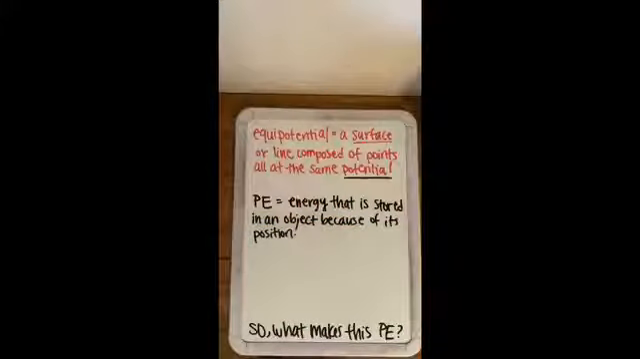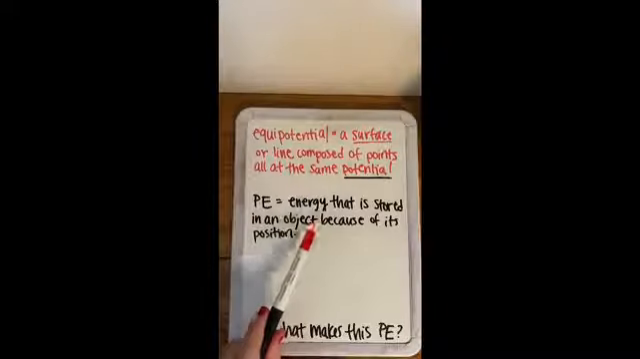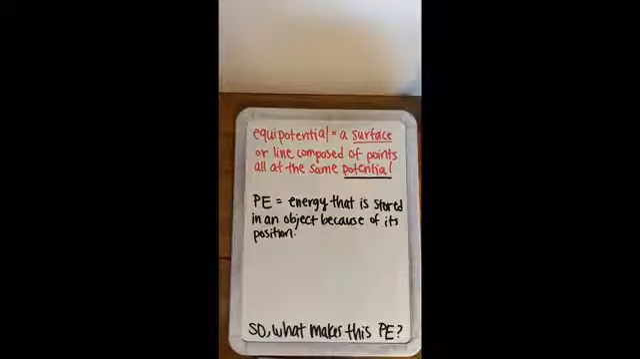To define a few terms, let's start with equipotential. Equipotential is a surface or line composed of points all at the same potential. Before we can understand what that means completely, we need to break down potential, or in other words, potential energy. Potential energy is energy that is stored in an object because of its position, or in relationship to other objects.